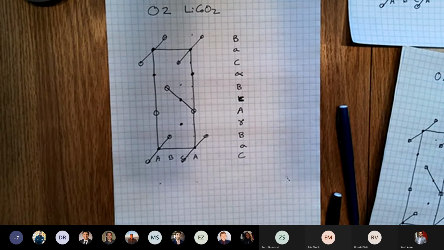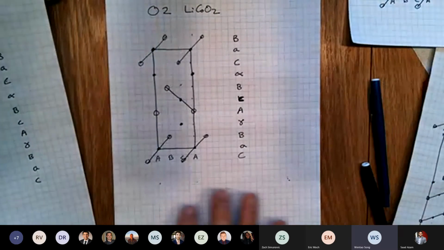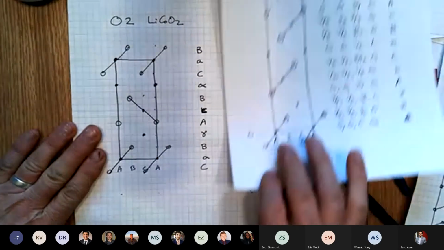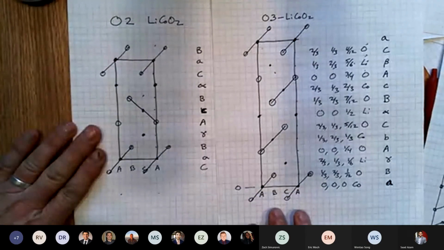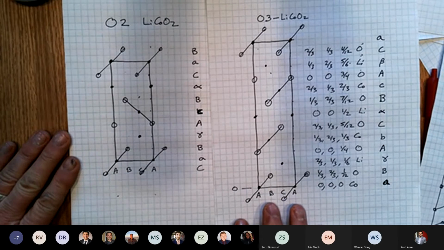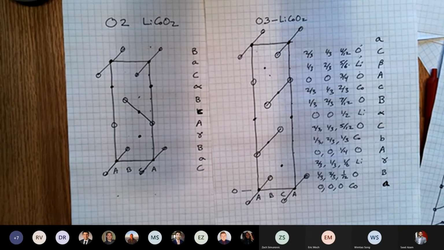Hi, Jeff. Yeah. Can you put the two structures next to each other just on the screen to make a comparison? Is this okay? We can try. Okay, thank you. Can you see them both now? Yep. Yes, thank you.